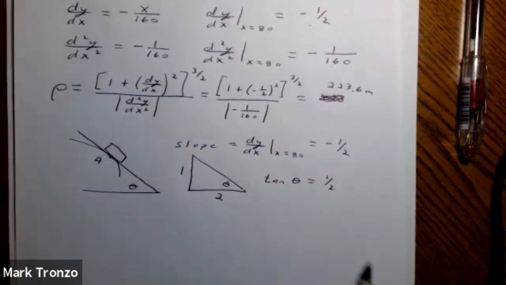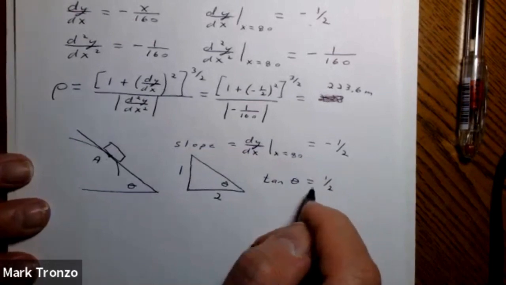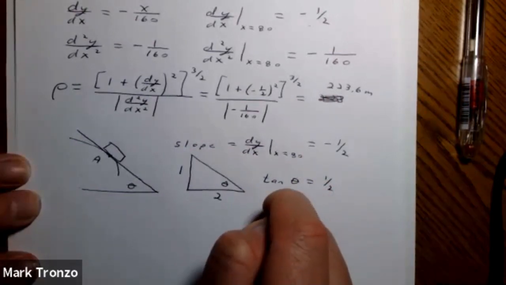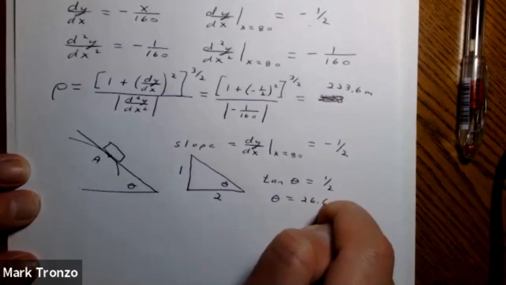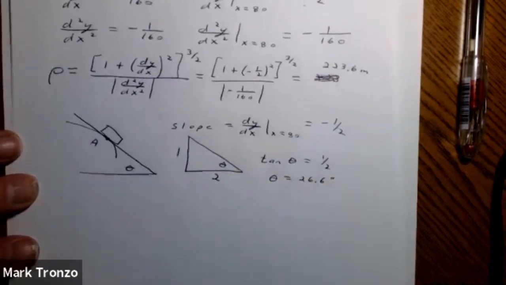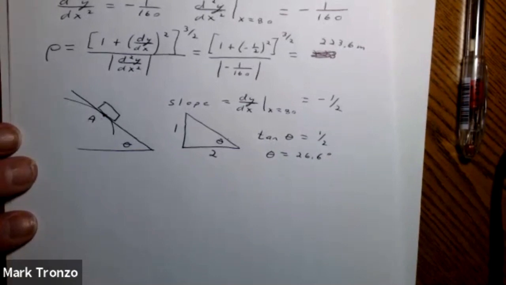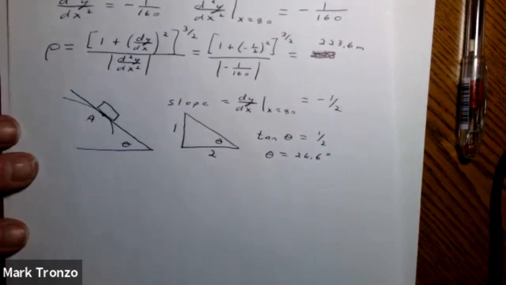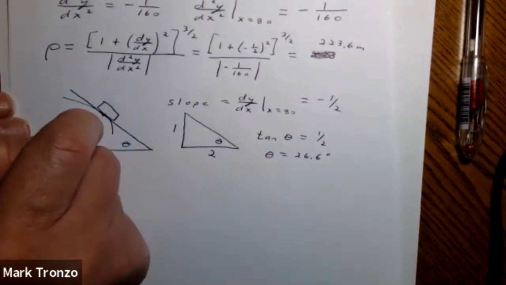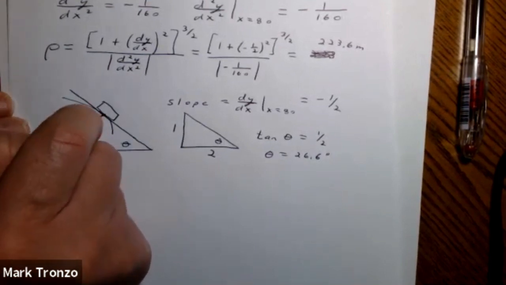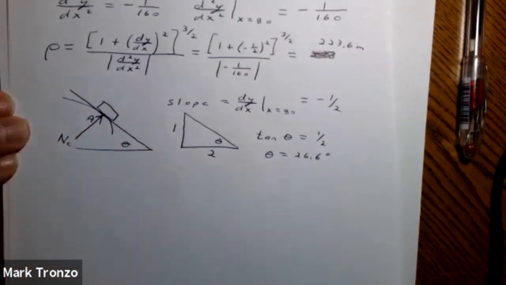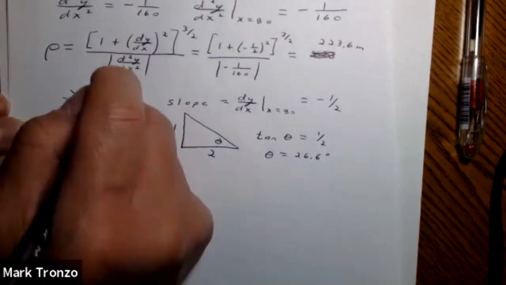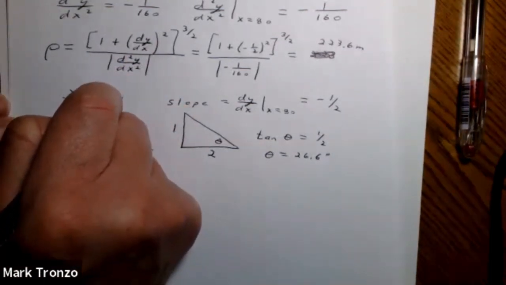Tangent theta is going to be 1 over 2. When we put that in your calculator, if you do the arc tangent, I got like 26.6 degrees. So first of all, let's find the normal force. Let's say the normal force is over here. I don't know if you want to call it NC or NA, whatever. That's the normal force. And we have that the car is 800 kilograms.